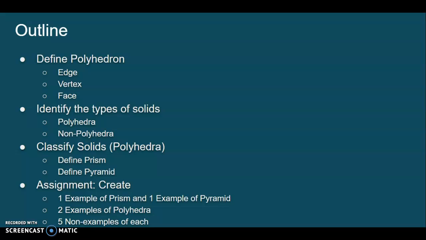So now that you have completed your quiz and seen that we are ready to go and get started, everyone remembers what polygons are, this is the outline of our class. The first thing we need to do is define a polyhedron. And within polyhedron, we're going to find other vocab words that are very important, like edge, vertex, and face.